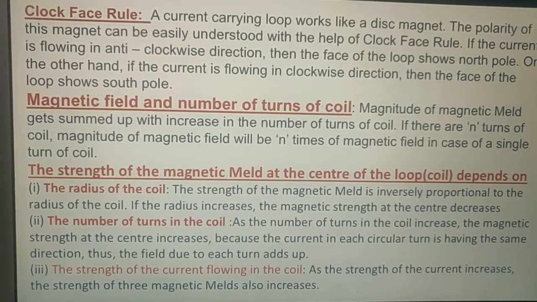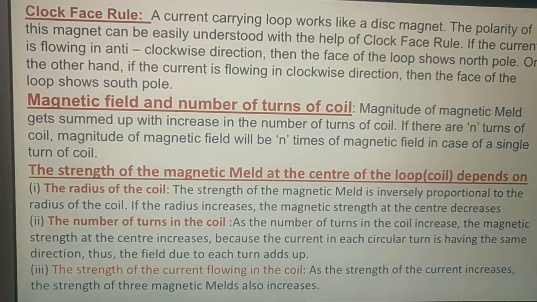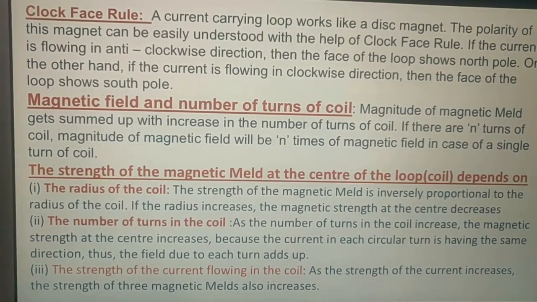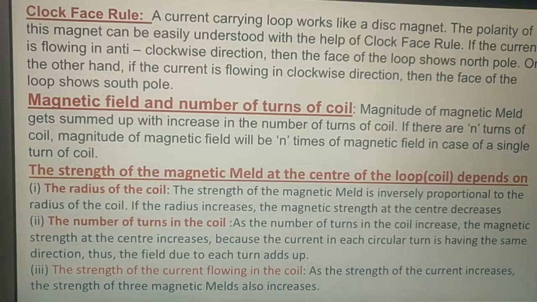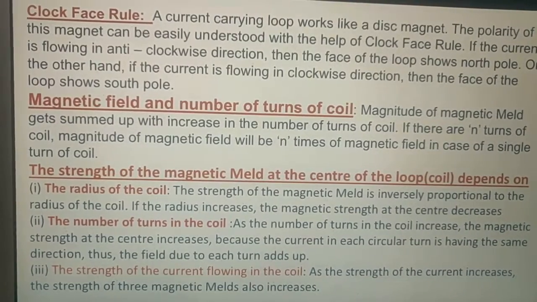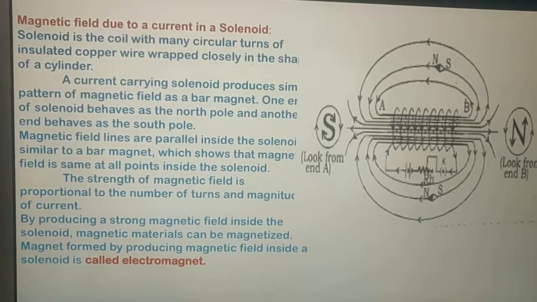Magnetic field and number of turns. If the number of turns is increased, the strength is also increased. The strength of the magnetic field at the center of the loop depends on first, the radius of the coil, second, the number of turns in the coil, and third, the strength of the current flowing in the coil.